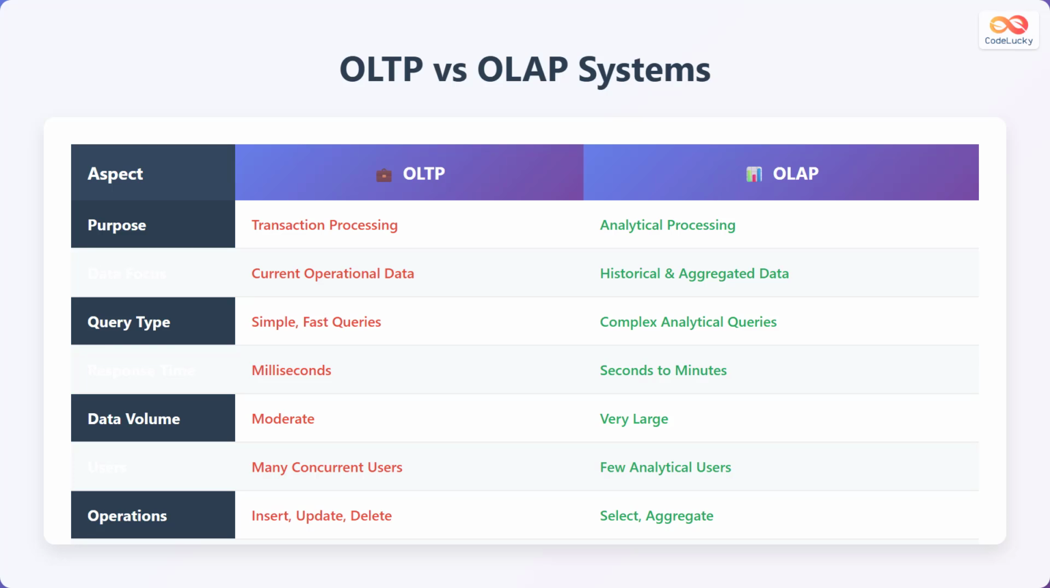On the other hand, OLAP systems are designed for analytical processing, focusing on historical and aggregated data with complex analytical queries. These systems may have response times ranging from seconds to minutes and handle very large data volumes with fewer analytical users, primarily performing select and aggregate operations. OLAP systems use a denormalized schema design.